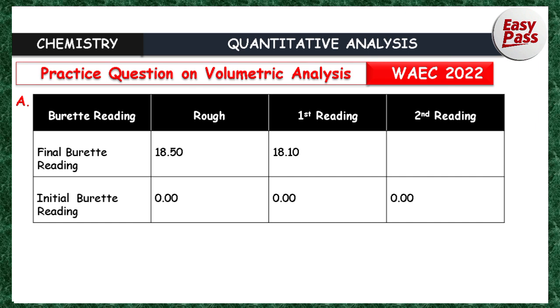We have the first reading, we assume to be 80.10. The second reading, we assume to be 80.20. The initial reading we have is 0.00, because the burette is filled up to the top, which is measured at 0.00. Under this table, we assume that you carry out the practical 2 times.